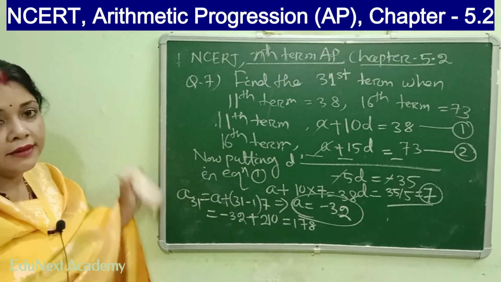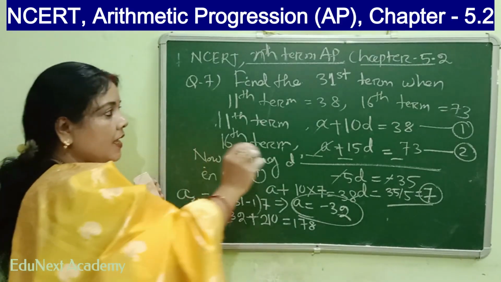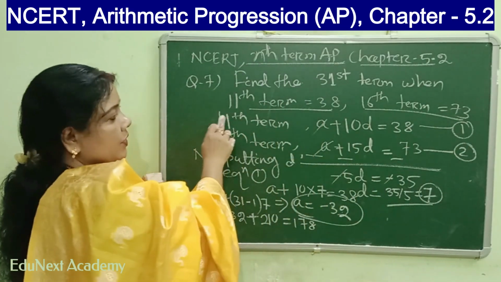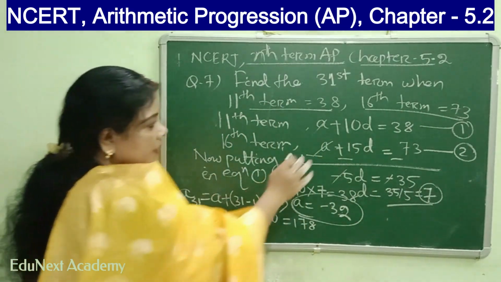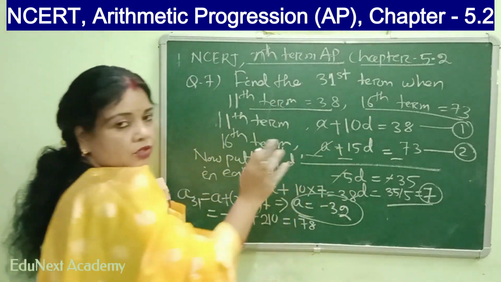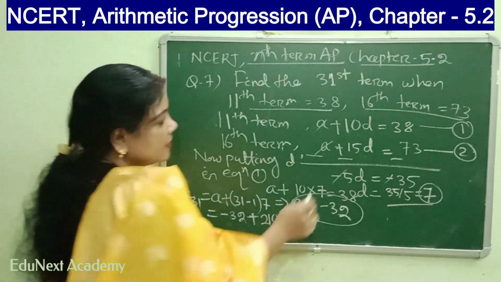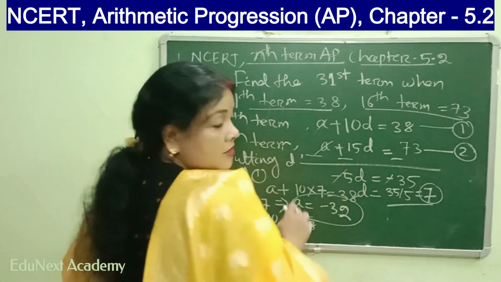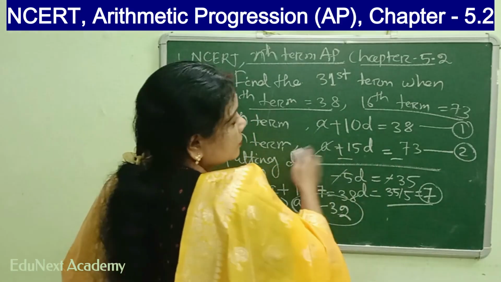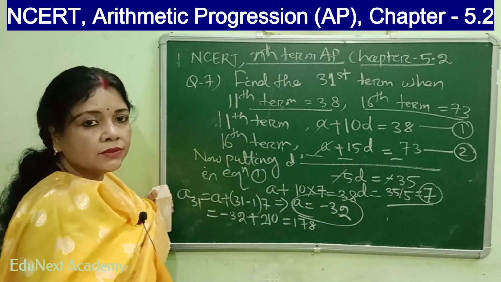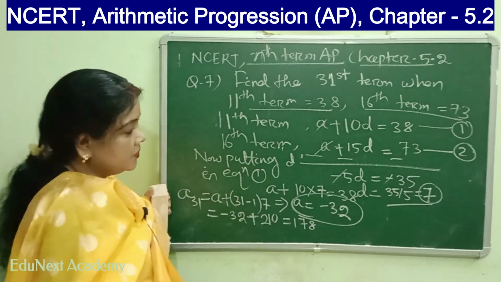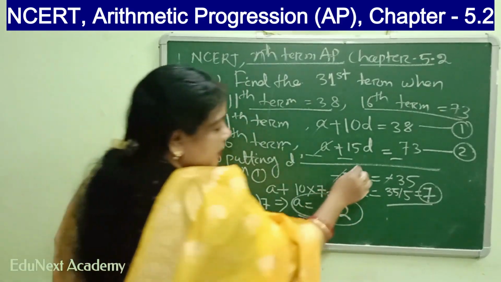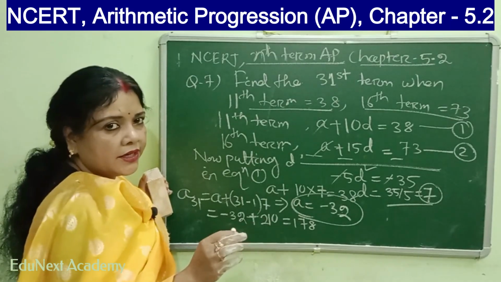Again, I am trying to explain. We have been given the 11th term and the 16th term. The 11th term we know how to write in the formula as a plus 10d, because n minus 1 into d, as I have told in the previous class. That is 38. a plus 15d, that is the 16th term, is 73. Now we assign these as equation 1 and 2. After solving, you know how to solve linear equations. This comes under linear equations. We got d.